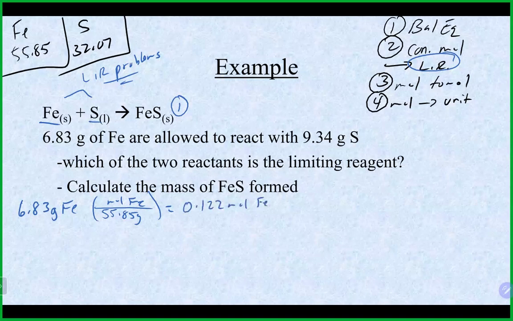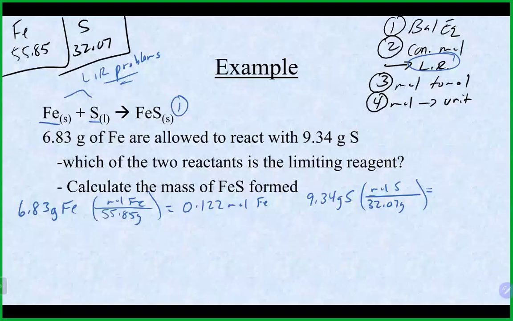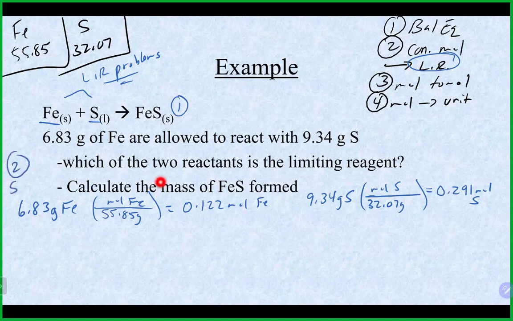We'll also do the same thing for our other reactant, which is sulfur: 9.34 grams of sulfur, using the molar mass of sulfur from the periodic table, 32.07 grams per mole. This will give us 9.34 divided by 32.07, which is 0.291. So once again, this is step number 2. This is also our starting amount of each of these. Any questions on that so far?